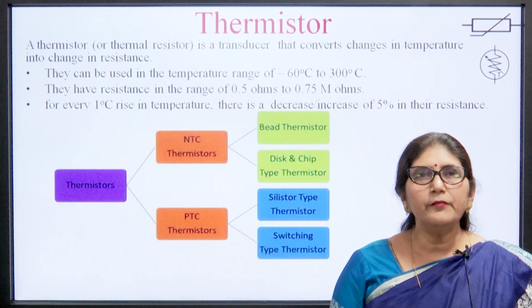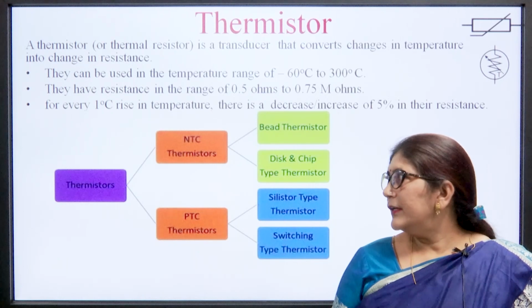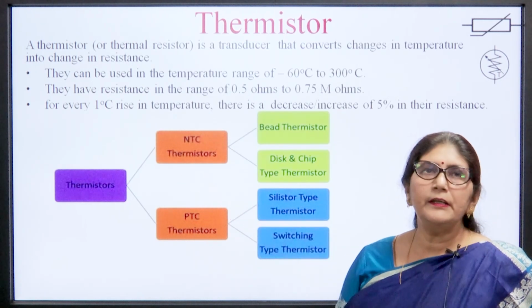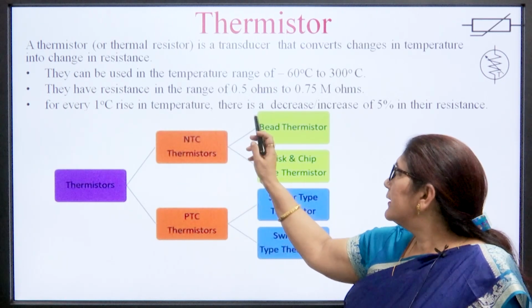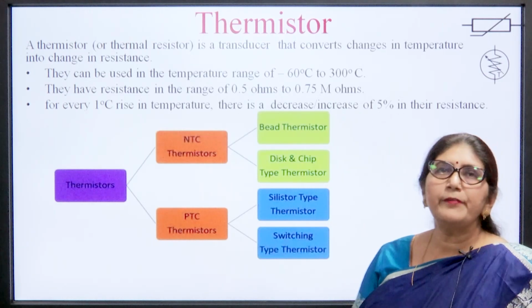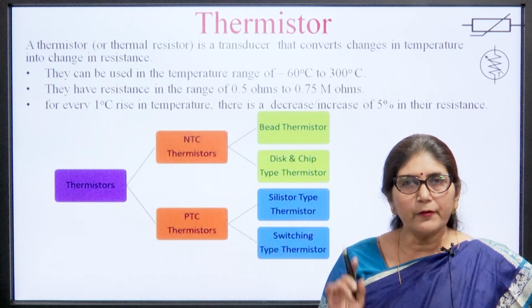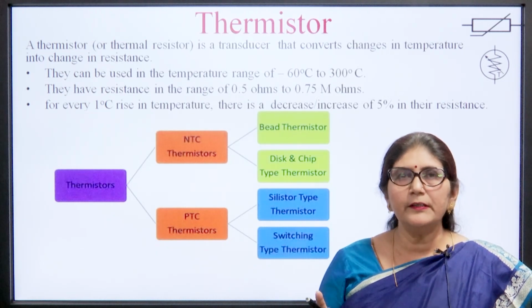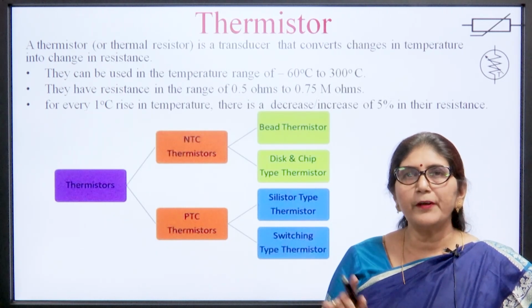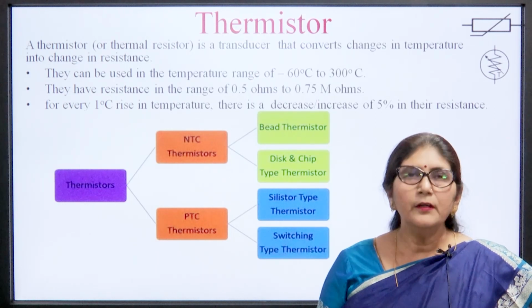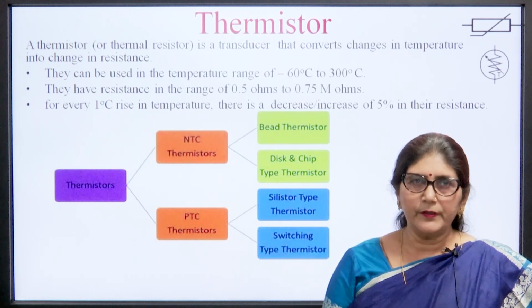It means its sensitivity is very high, and we can see here for every 1 degree rise in temperature there is a decrease or increase of 5% of its resistance. So, for every 1 degree change in temperature there is a change of 5% of its resistance. So, sensitivity of thermistor is very high.